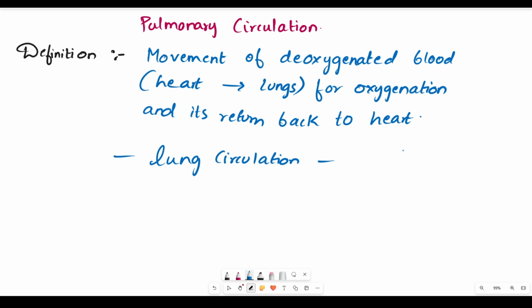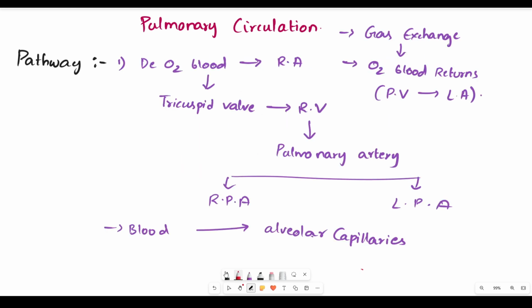Pulmonary circulation is simply the lung circulation. So, this is coming back to its definition. Pulmonary circulation is the movement of deoxygenated blood from the heart to the lungs for oxygenation, and it's returned back to the heart. Coming back to the pathway of pulmonary circulation.